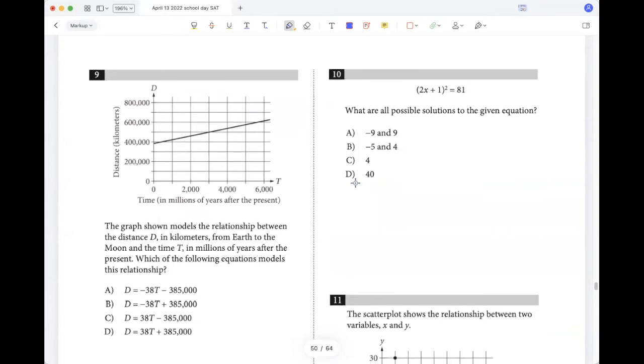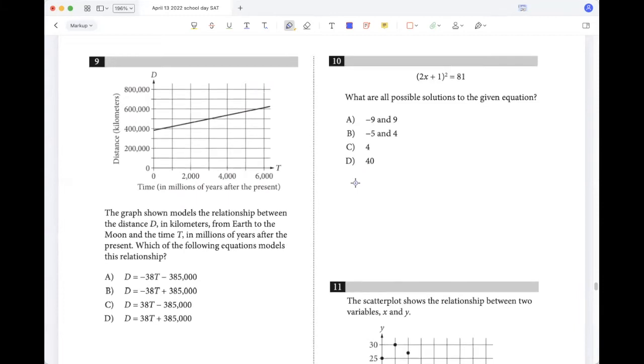The graph shown models a relationship between the distance from Earth to the moon and the time in millions of years after the present. Which of the following equations models this relationship? So this is an upward graph, so the slope has to be positive. So A and B are definitely out. And the y-intercept is positive, so C is also out. So the only possible answer is D.